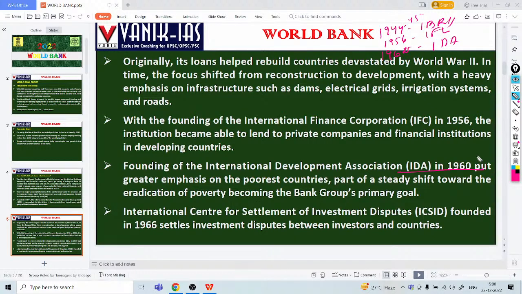International Center for Settlement of Investment Dispute was founded in 1966, as I told. So, ICSID, 1966. If you go for the tagline, you can say that IBRD 1945, then comes IFC 1960, then is IDA 1966, then is ICSID 1966, and then comes MIGA after that.